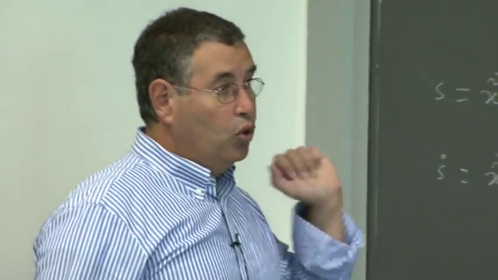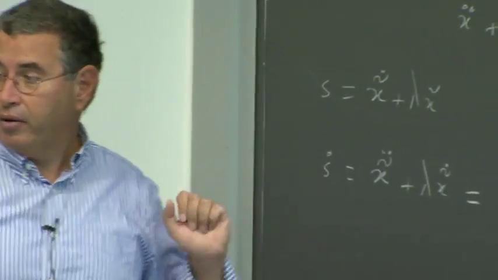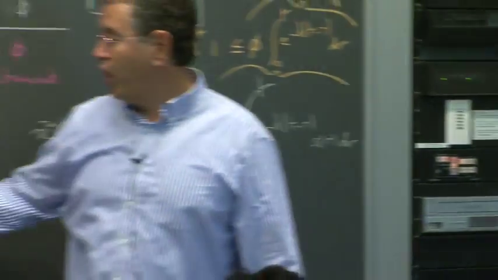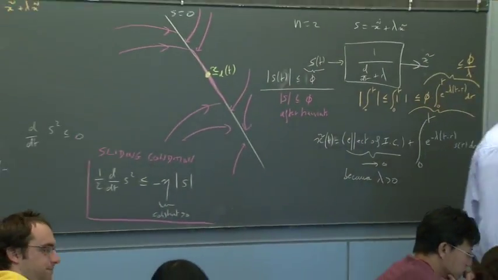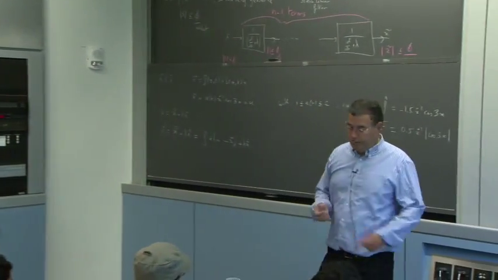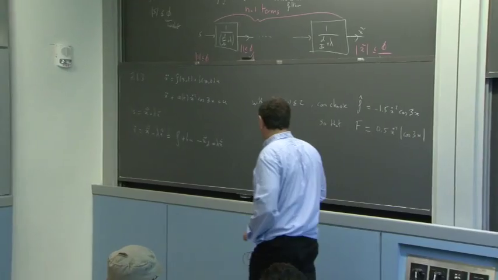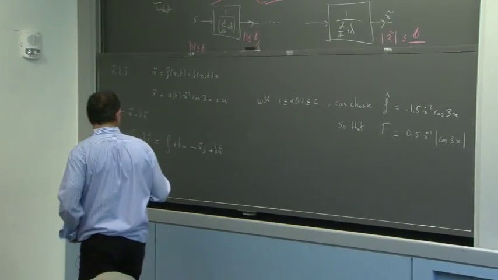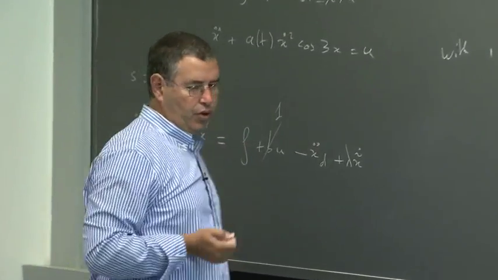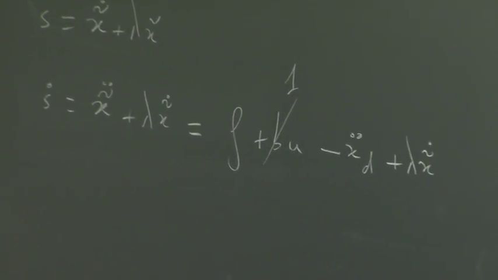Okay, so let's get back there. Basically, this is what we're trying to do. We're trying to have S verify an equation like this. We're trying to choose the control law so that S verifies an equation like this. Okay. Just for simplicity, let's just pick b equal 1. It doesn't really matter, but it makes the algebra a little simpler.